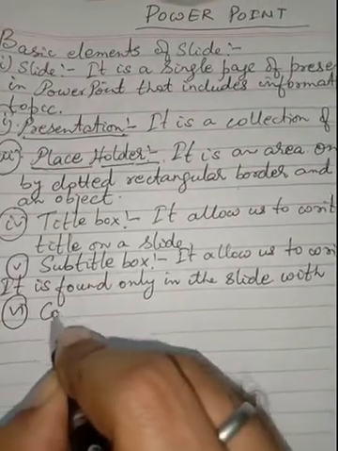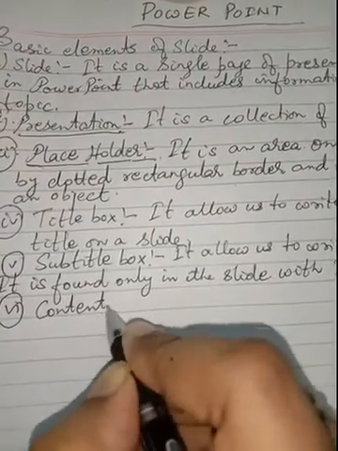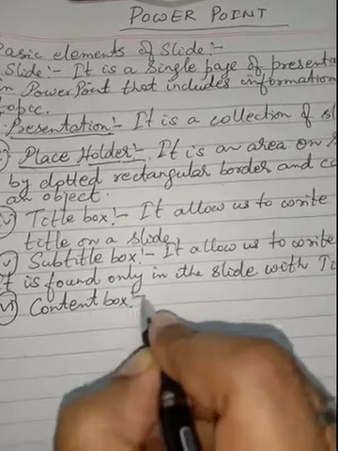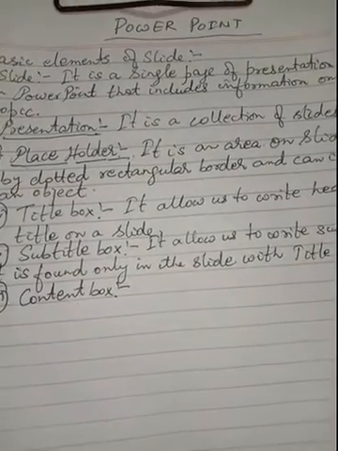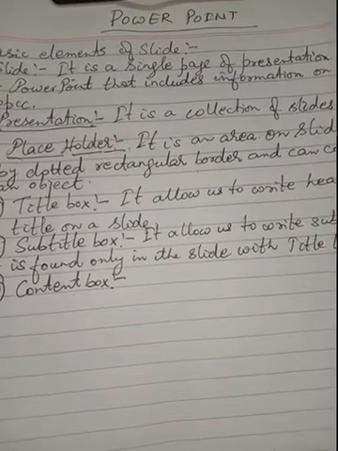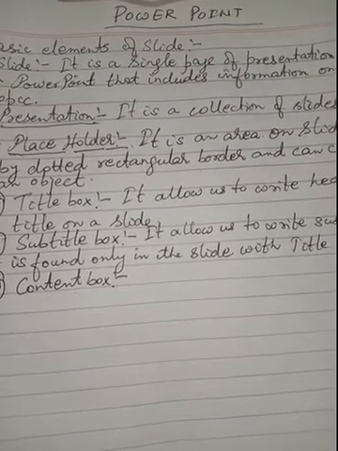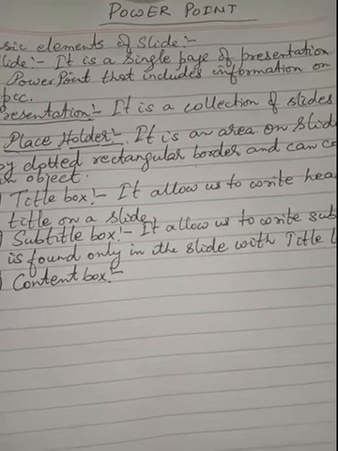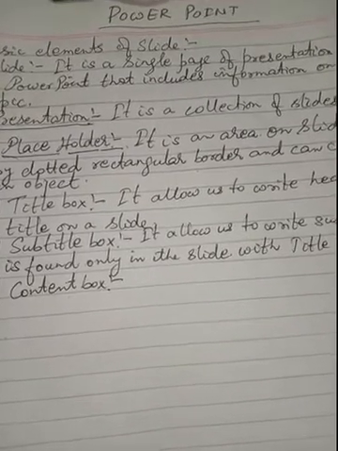Content box. It is mostly found in the slides that have placeholders for adding the content. It is indicated by click to add text. So this box allows us to add text as well as non-text content.